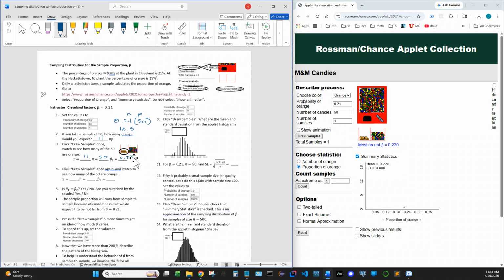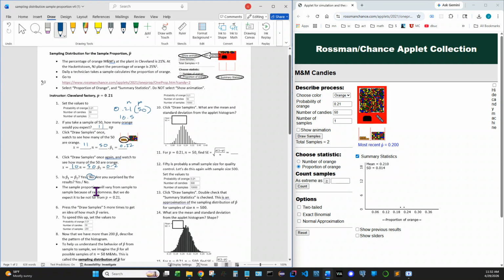Okay, so that worked. Let's do it again. So we're going to draw another sample here. This time we get 2, 4, 6, 8, 9, 10 out of 50 for 0.2. So this is p1 hat, 0.22, then p2 hat is 0.2. They're not equal, but that doesn't surprise us because of sampling error. We don't expect to get exactly 20 or 21% or even 22% every time. It'll vary. But how much will it vary? That's what we want to figure out here with this sampling distribution.